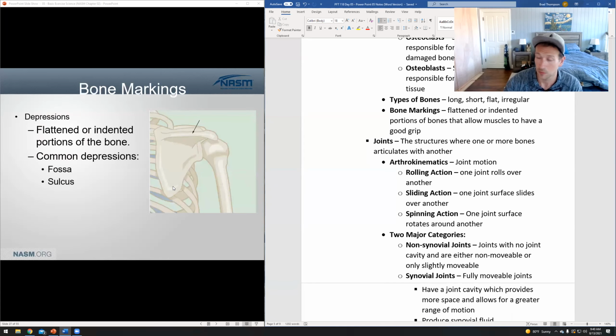Now on your bones, you're going to have some really cool indentations and markings. We call bone markings flattened or indented portions of bones. This allows muscles to get a really good grip. Look at this big ridge right here. If I were laying a muscle on top of that, like my supraspinatus, it lives on the top of this ridge and then circles around and grabs my humerus over here. Just like that. That's the supraspinatus muscle, a stabilizing muscle in your rotator cuff, and it has a really good grip thanks to the bone markings.